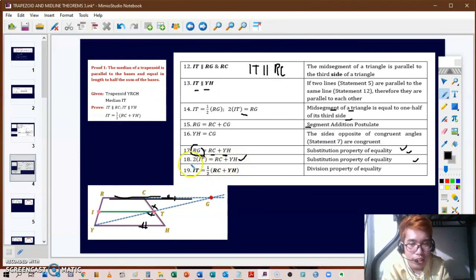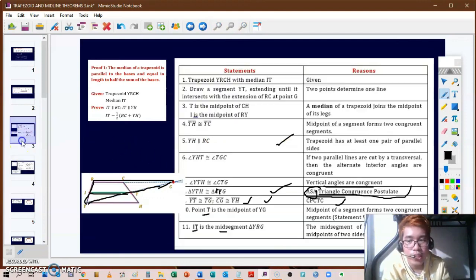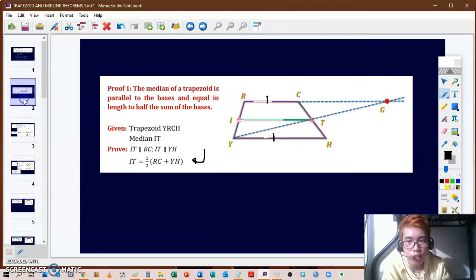And therefore, we can get the formula IT is equal to 1/2 multiplied by RC plus YH, using the division property of equality, or the multiplicative inverse when we multiply both sides by 2. And therefore, we got here the formula for the median or mid-segment of a trapezoid.